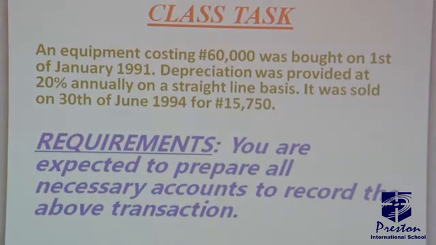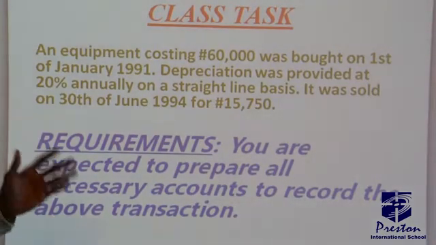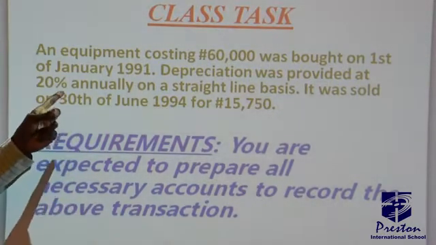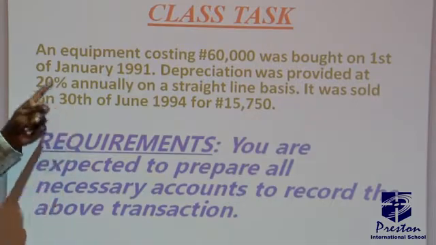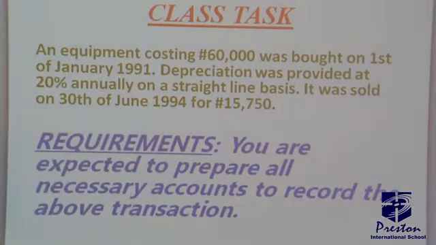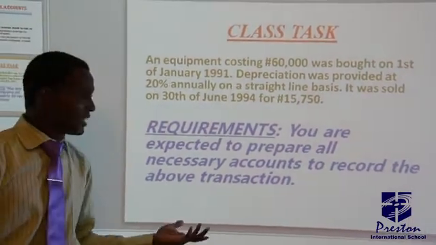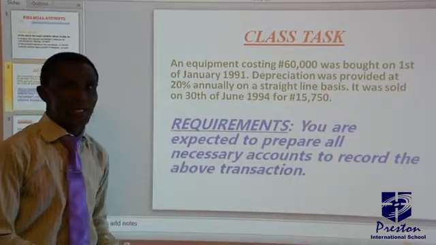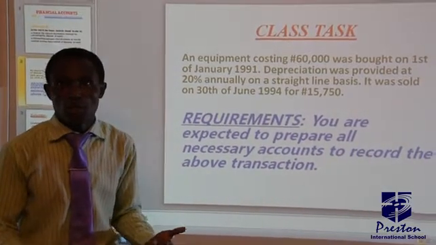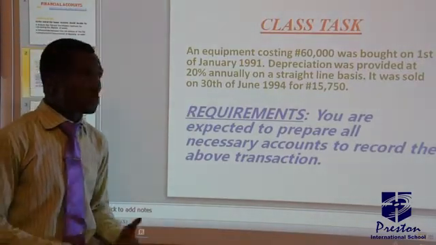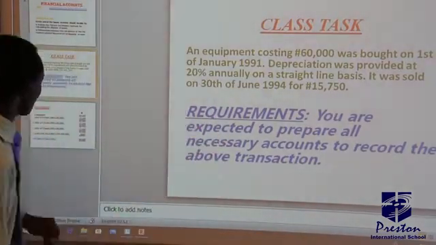An equipment costing 60,000 naira was bought on 1st January 1991, and depreciation was provided at 20% annually on straight line basis, and it was sold on 30th of June. Remember, it was not sold in December, it was sold on 30th of June 1994 for 15,750 naira. And here you are required to prepare all necessary accounts. When you are given this kind of question, you are meant to use any method more preferable to you, whether the old or the modern method. But we'll be looking into the modern method today.